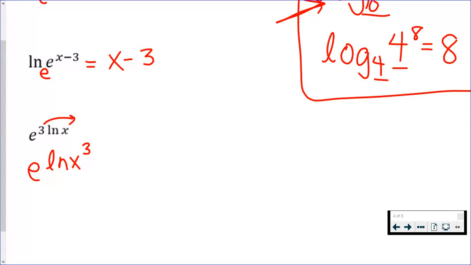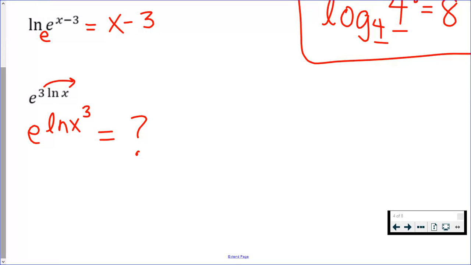So now we're going to have to figure out how to simplify this. I don't know what this is equal to, so I'm going to say that it's equal to question mark. And my goal is to figure out what is question mark. So believe it or not, this is considered exponential form, even though it contains a log. This is exponential form because I have a base and it's being raised to an exponent. That exponent just happens to contain a log, but that's okay. This is exponential form. What I'm going to do is convert this to log form.